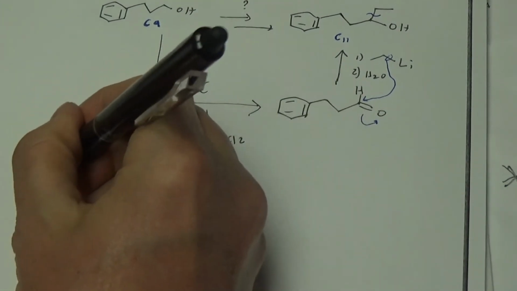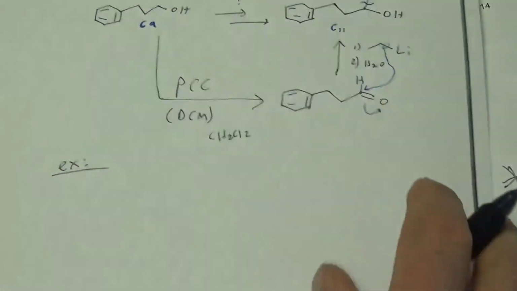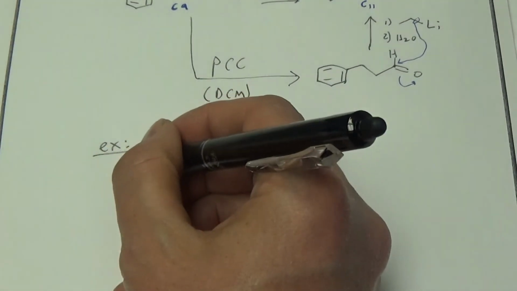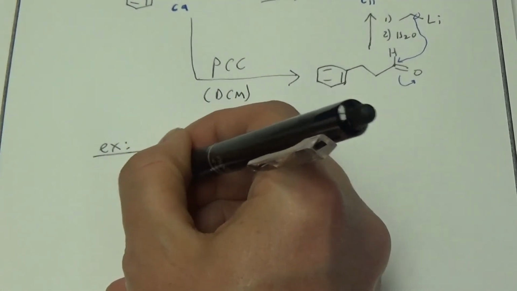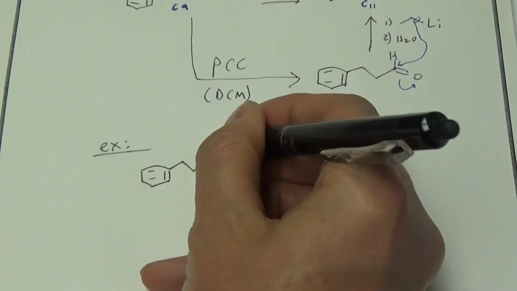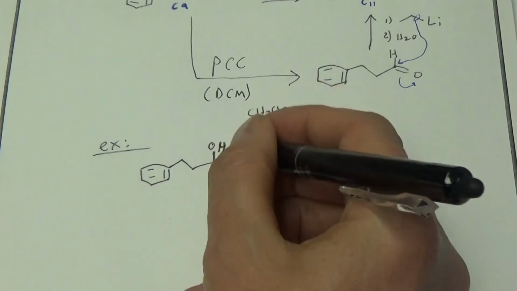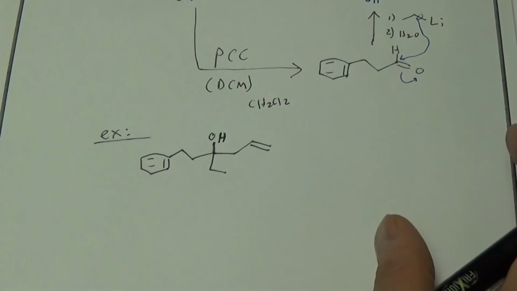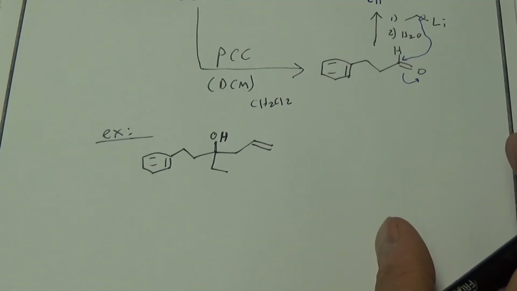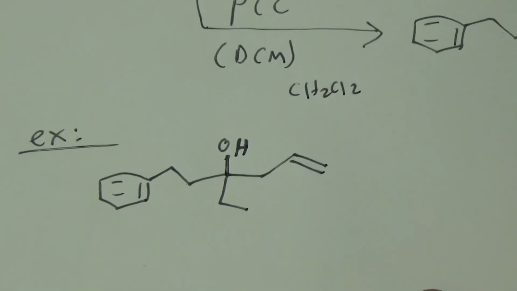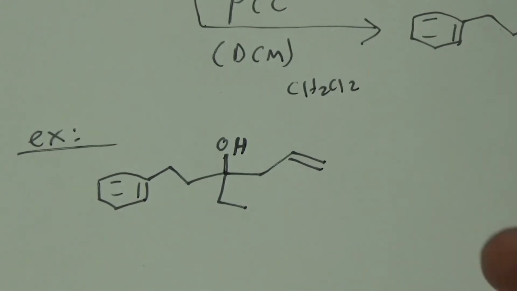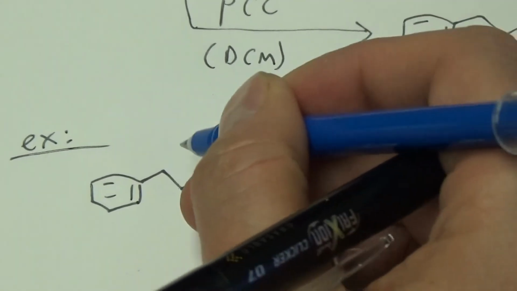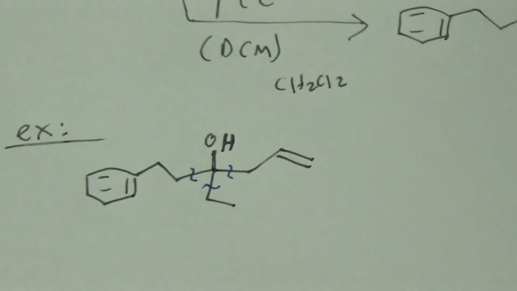Just another example. Rather than draw the starting material, we're just going to show all the different ways to make this tertiary alcohol. All right, we have a tertiary alcohol. How many ways can we make this just from a Grignard or organolithium? This is pretty easy. I think the book does this problem. But yeah, we can envision three different ways. Those are my little squiggly lines.